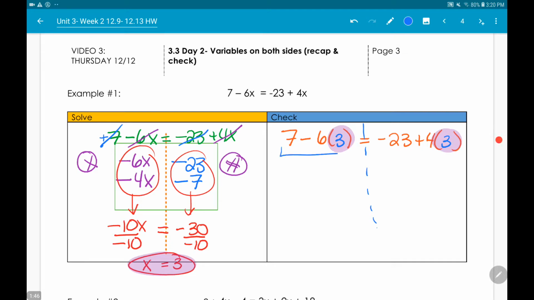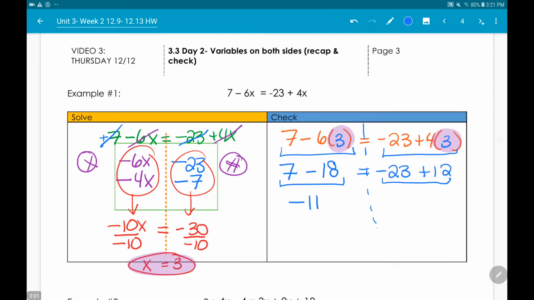And now I'm going to go ahead and simplify these. So I get 7 minus 18 on this side and negative 23 plus 12. Simplify some more. I get negative 11 on this side, and on my right side, I get negative 11 as well. Are they equal? Yes, so they are good, so that means my answer was good.